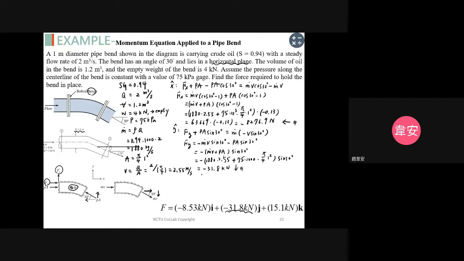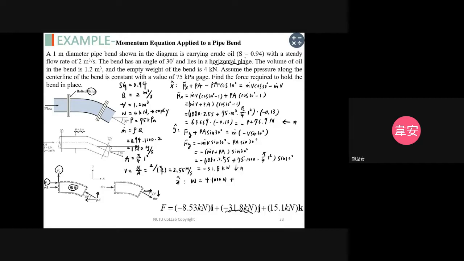Okay, so finally is the z direction. It's the support force to overcome the weight. Okay, so we have the weight force. So what is the weight? The first weight we have is the empty weight of the bend, which is 4 multiplied by 1000 newtons. But this is only for the empty bend. We need to add the oil's weight.